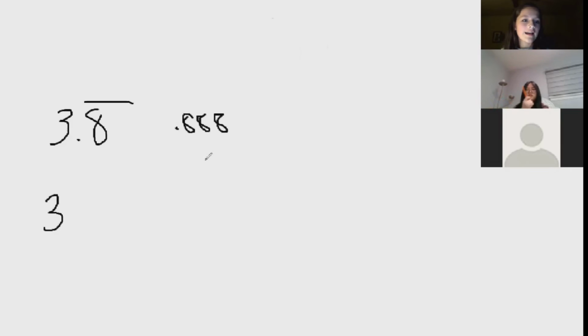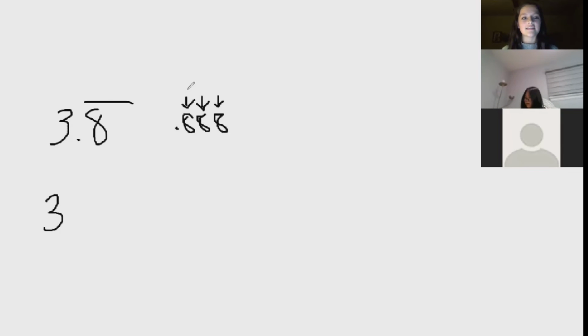So this is 3.8, 3.8 repeated. So what is the whole number in this number? 3. Okay, so it would be 3. And now we have to figure out the fraction for this. So basically 8 repeated is the same as 0.888. So what you're gonna do is, the example shows, so it would be 0.888. Okay, so now we have to turn that into a fraction.